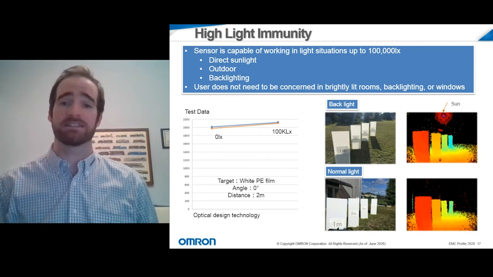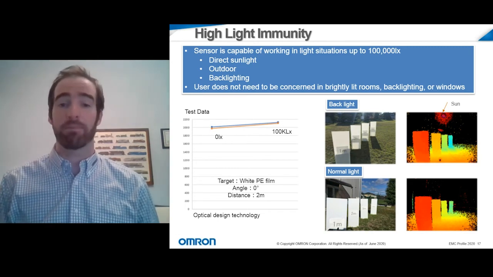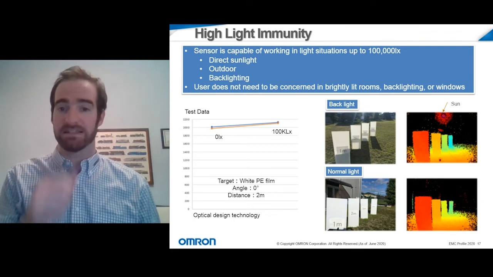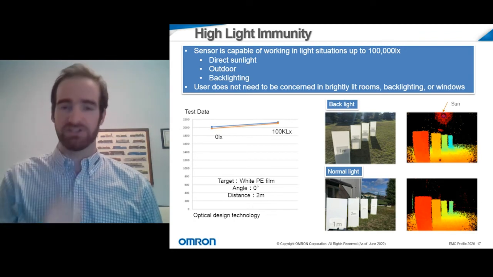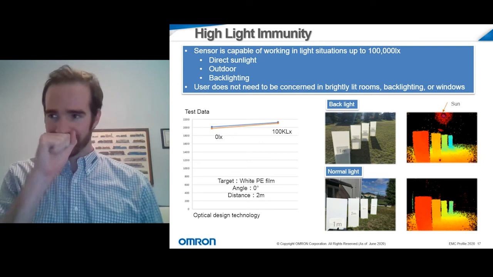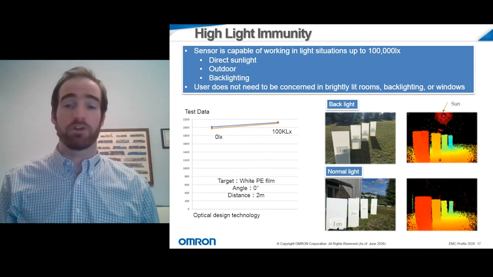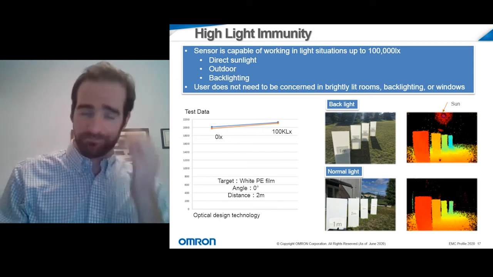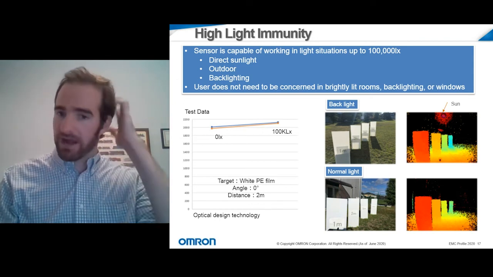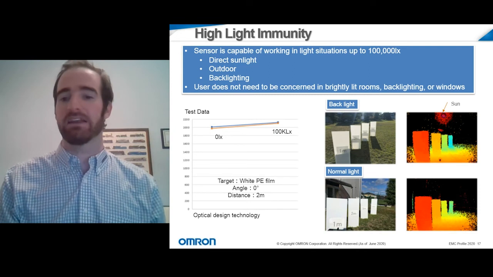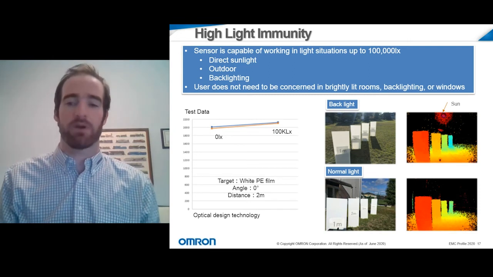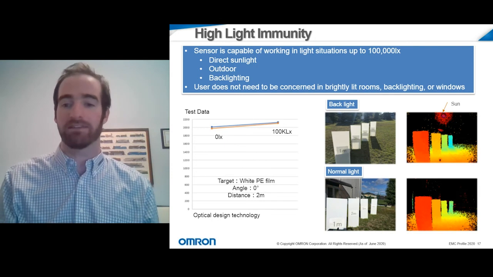Because the sensor has this high light immunity and is capable of working in all of these different spaces, the user does not need to be concerned with brightly lit rooms, backlighting, or windows. We can see on the bottom left-hand side the test data for the different tests, and on the right-hand side we have the pictures of the objects and how they're being detected by the sensor itself.